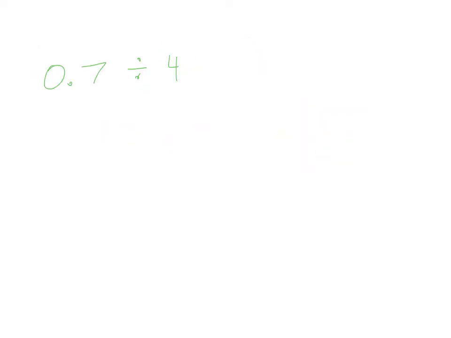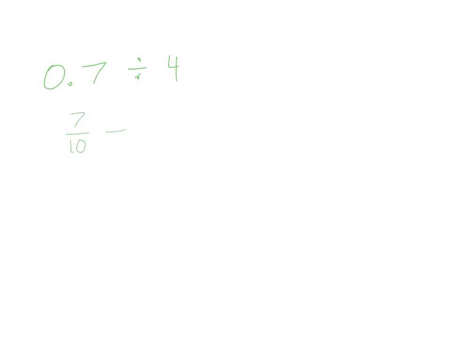Alright, so how about this? 0.7 divided by 4. Well, could I set that up and do 0.7 divided by 4? Yeah, I could do it that way. But I could also turn them into fractions, okay? So what is 0.7 as a fraction? Well, the last digit is in the 10th place, and so that number right there is the number that goes on top of a 10. So 7/10 is 7 over 10.